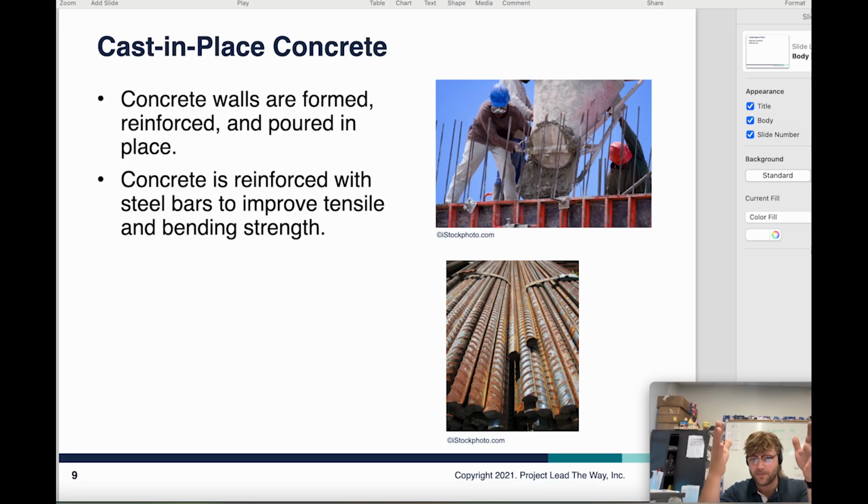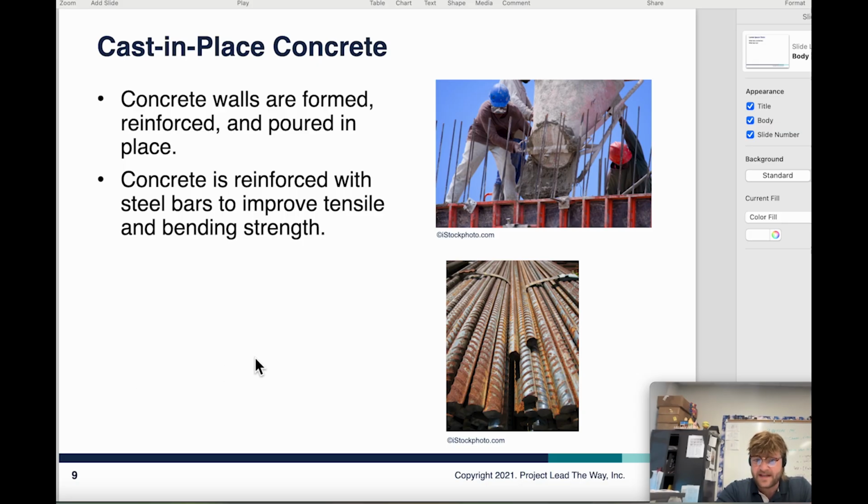And then what we're going to do is pour the concrete in there after we have the reinforcement in there as well, right? And then we're going to pour this in. Those forms, we can later take off, or in some cases, they actually keep the forms in there and they act as a form of insulation.